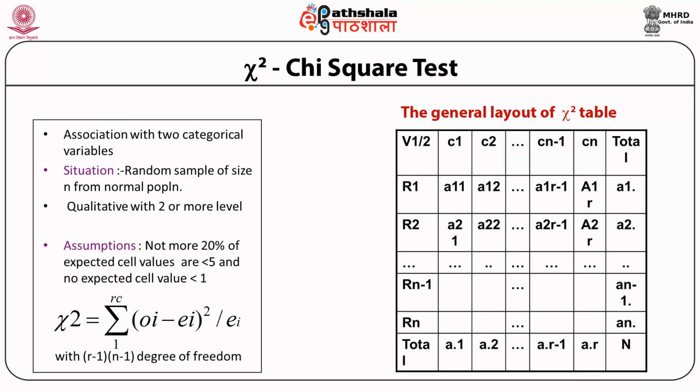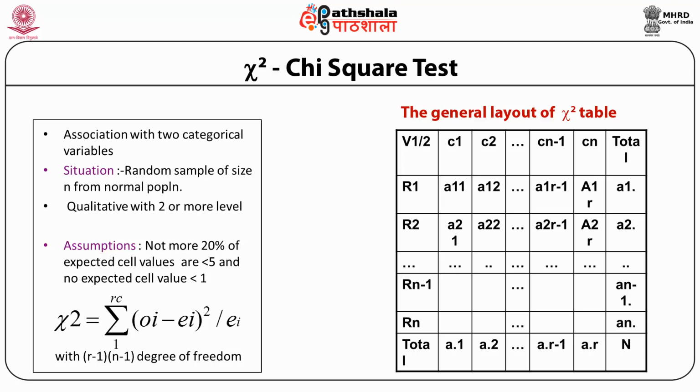The chi-square test can be seen by applying this. What it does give is the association between two categorical variables. The situation is a random sample of size n from the normal population, qualitative with two or more levels. The assumption is that not more than 20% of the expected cell frequencies are less than 5, and no expected cell value is less than 1.